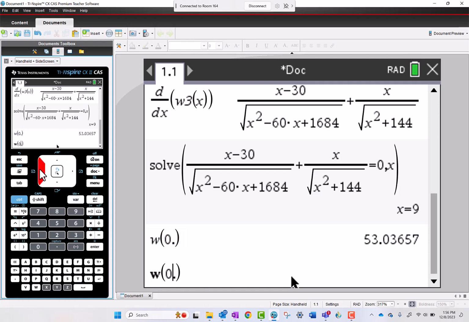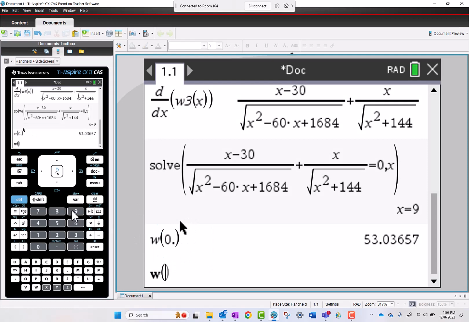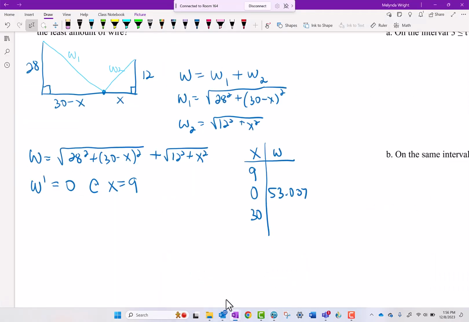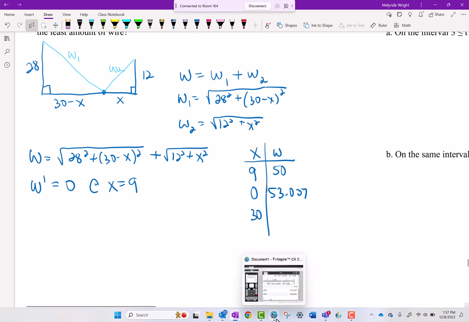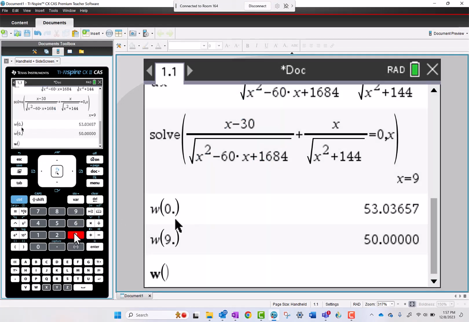Then let's find W of 9. So here we go. So W of 9 would be, no, it didn't like that. Okay, we'll do it again. So W of 9 is 50. Oh, that one looks promising. So that was 50. That's the winner so far. We want to minimize, so the smallest. And the last one we want to check is W of 30. So W of 30.